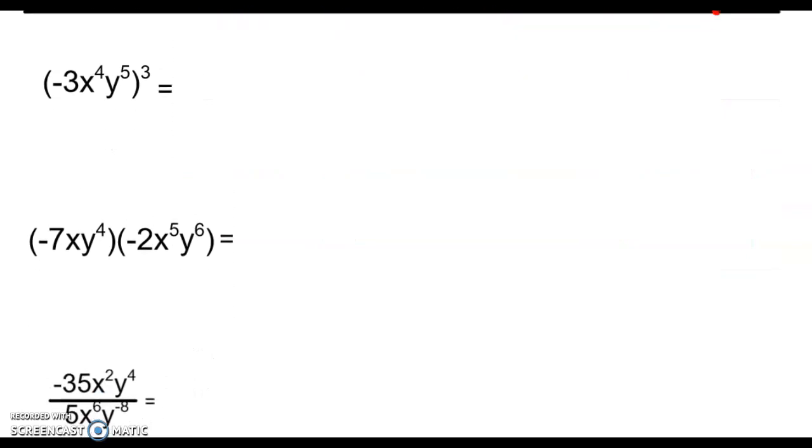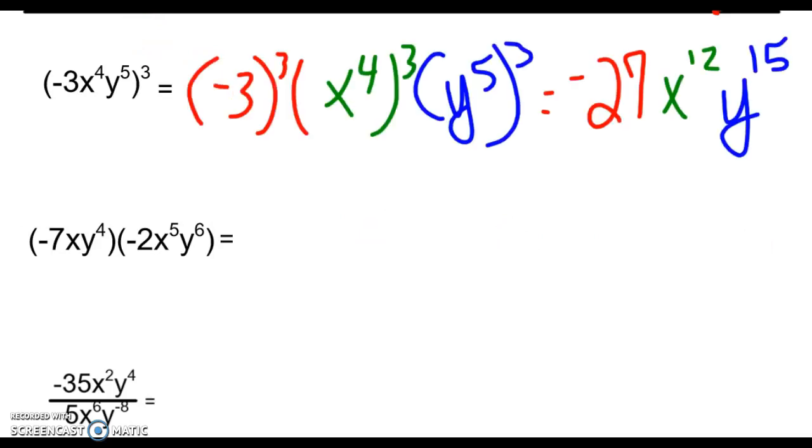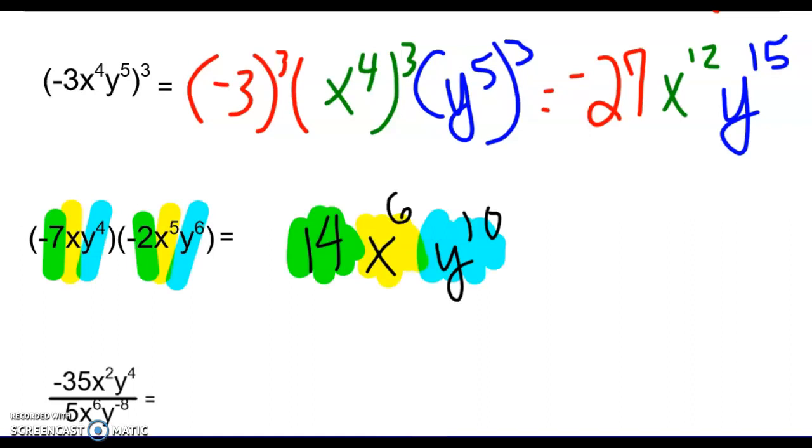Okay, so how does that go here? Why don't you try them real fast and then come back to me. All right, there's the first one. So you get negative 27, x to the 12th, y to the 15th. Take a moment and do the next one if you didn't already. All right, and this one gives you 14, x to the 6th, y to the 10th. Take a second. Did you get x to the 6th? How come it's that way? Figure it out and do the next one.